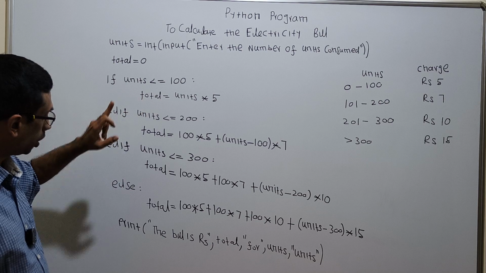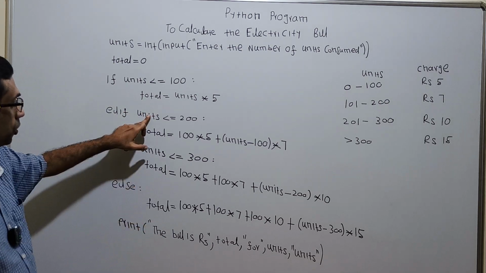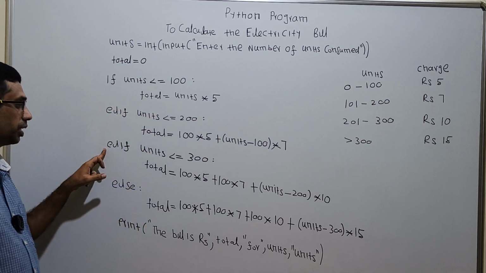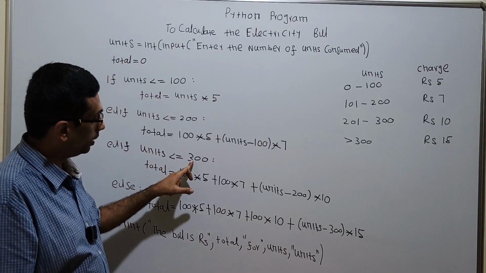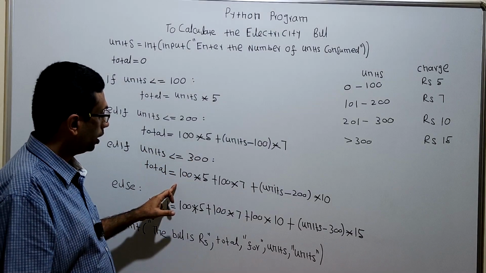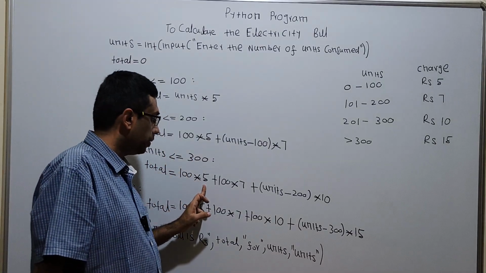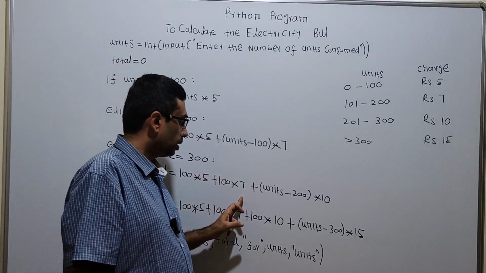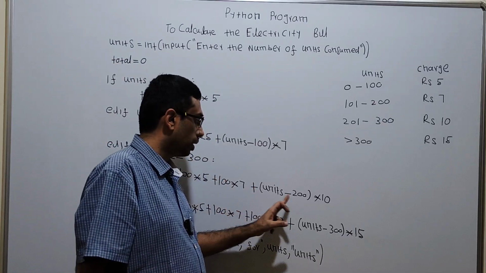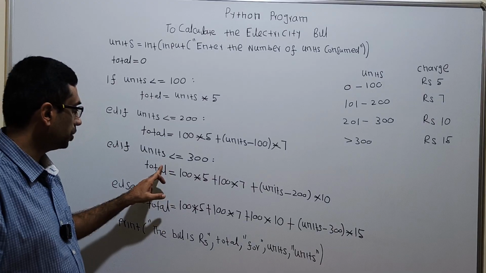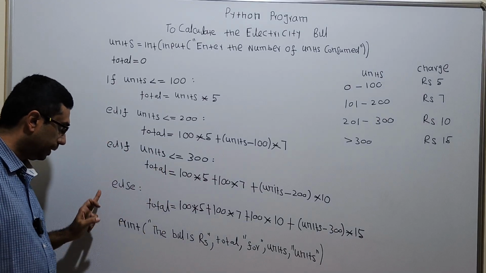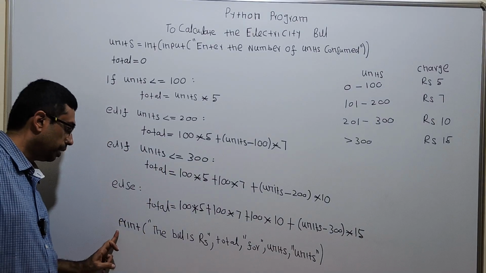If this is true, the controller will come out and print. If this is also false, the controller will come to the next elif and check. If units less than or equal to 300, in this case, this is true. Total equal to first 100 units 5, next 100 units 7. For remaining units minus 200, I am charging 10. So after this calculation, this controller will come out of the entire if else structure and come to the print statement.